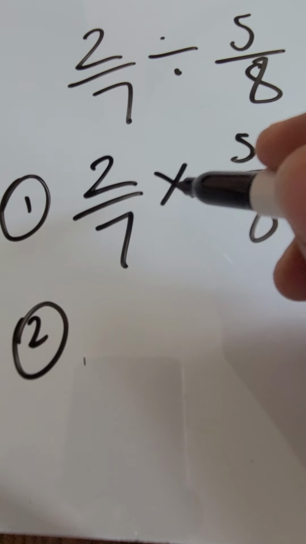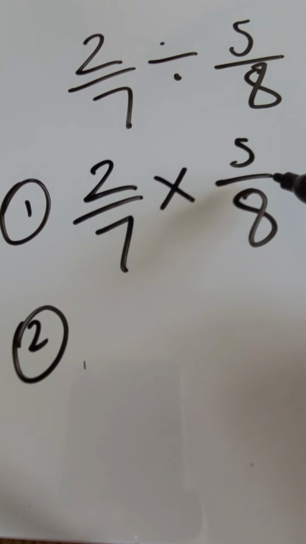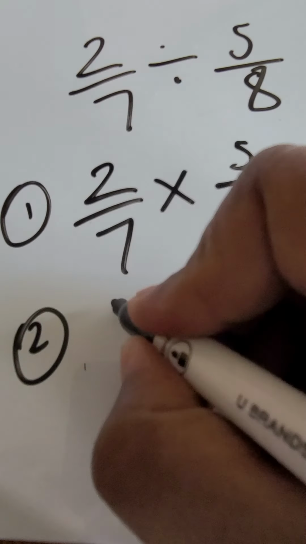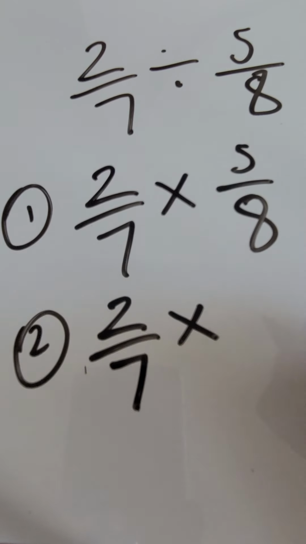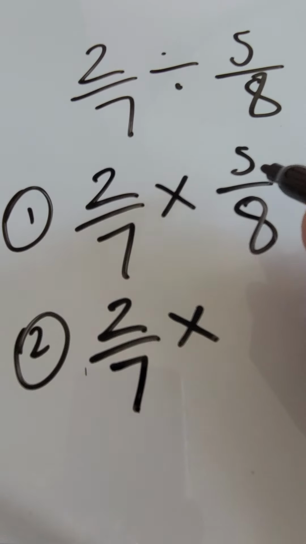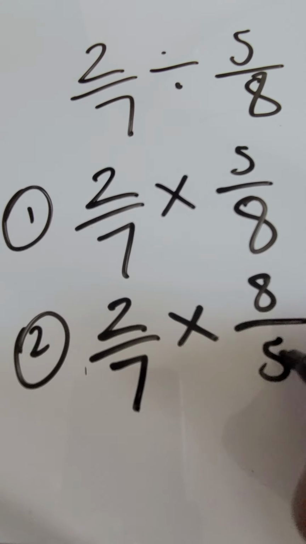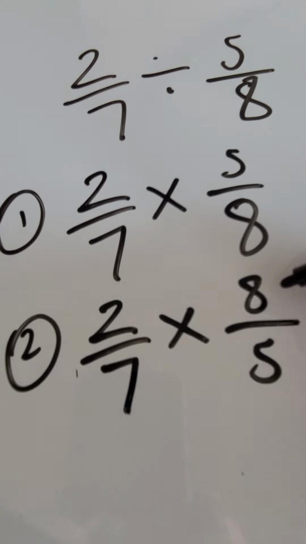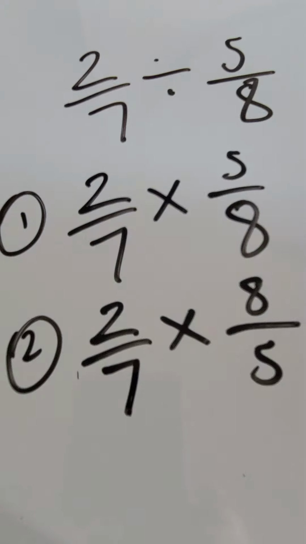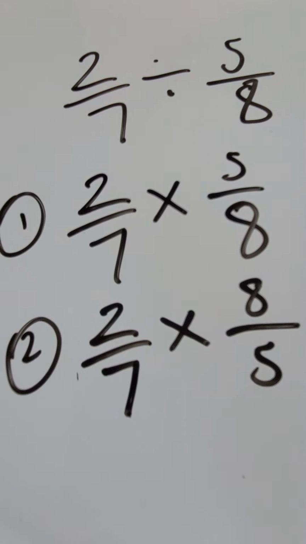is to keep the fraction, keep the new operation sign, but we're going to flip this fraction. And here's what I mean. So we have 2/7 times, no longer 5/8. When we flip the fraction, we have 8/5. So when we flip, or in other words, get the reciprocal, then we're ready to find the answer.